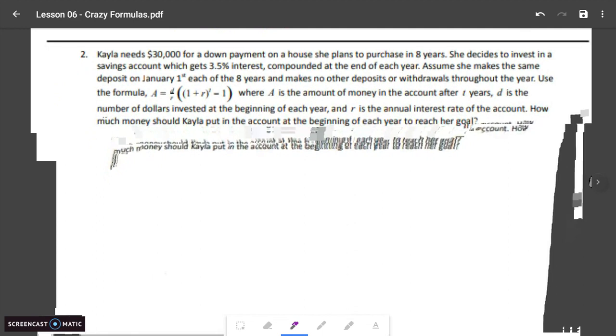Use the formula A equals D over R, parenthesis, 1 plus R to the t minus 1, where A is the amount of money in the account after t years, D is the number of dollars invested at the beginning of each year, and R is the annual interest rate of the account. How much money should Kayla put into the account at the beginning of each year to reach her goal?